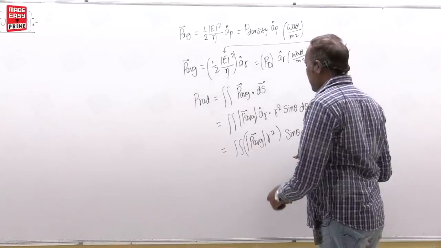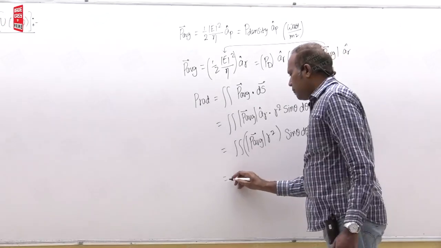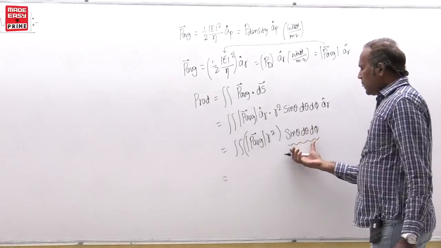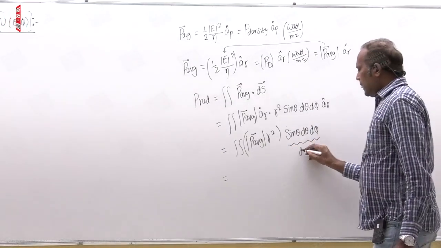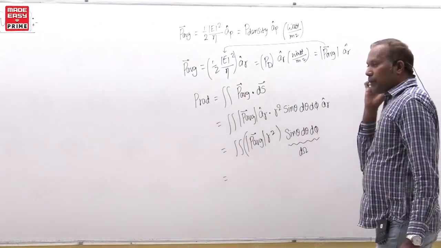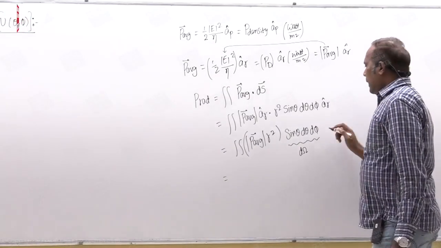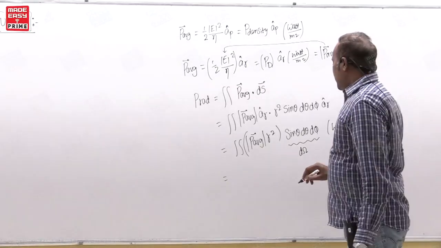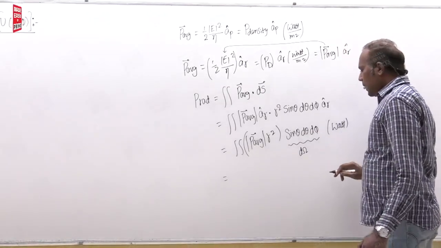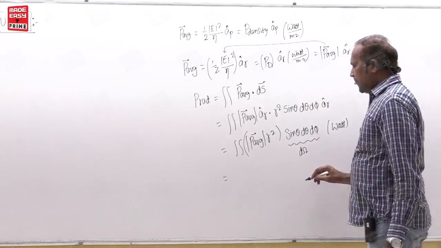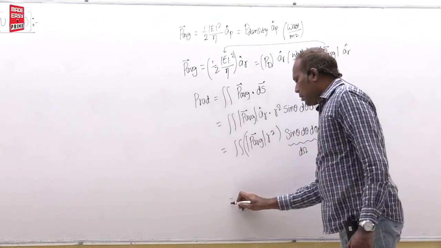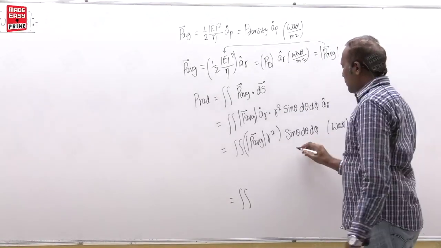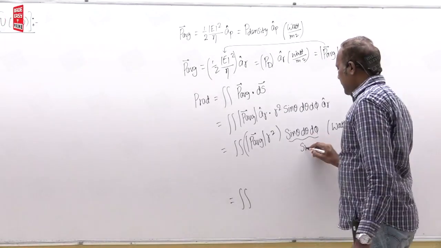So this term, tell me, what is the symbol used for this d omega? What is the unit of that? Steradian. And what is this? This is power, actually. So this is d omega, and the unit of this is steradian.